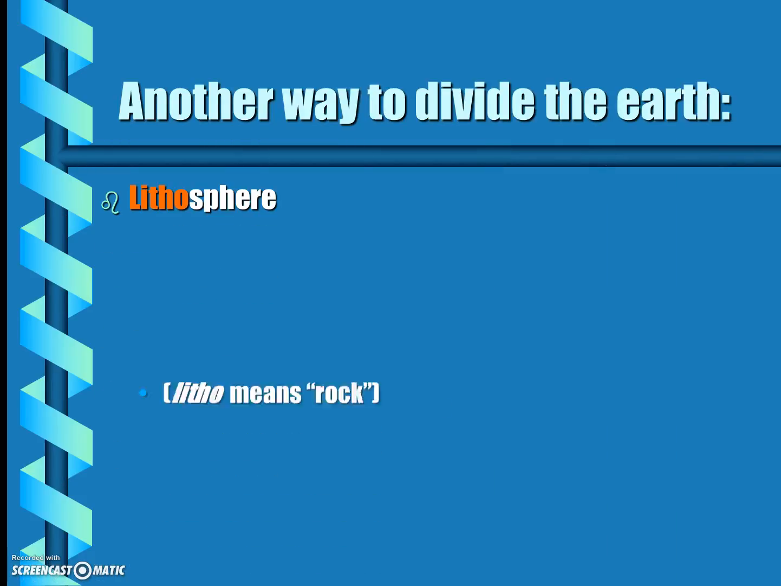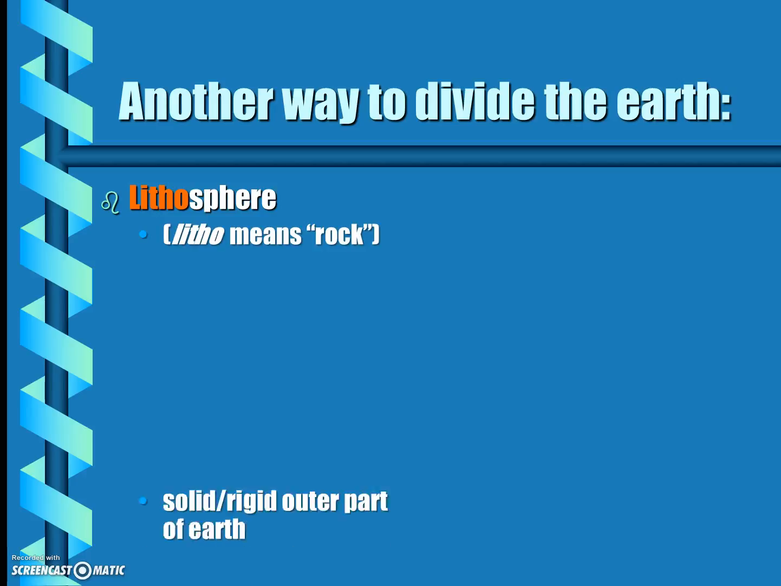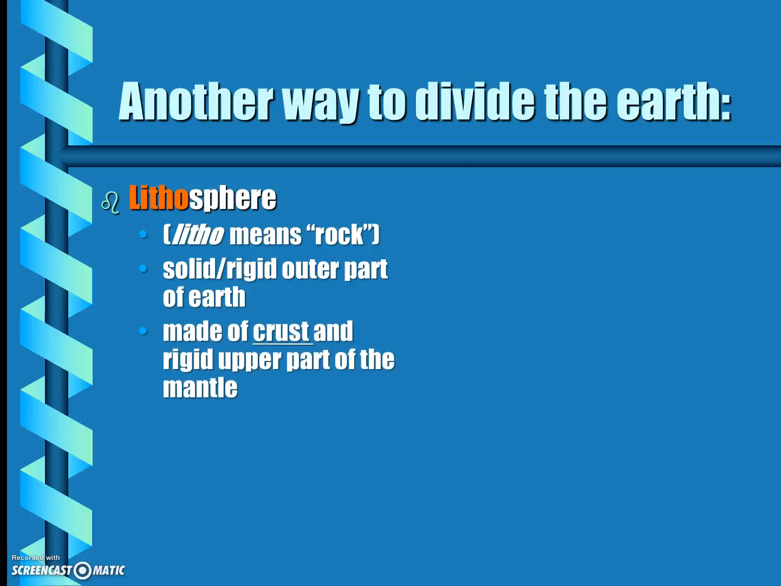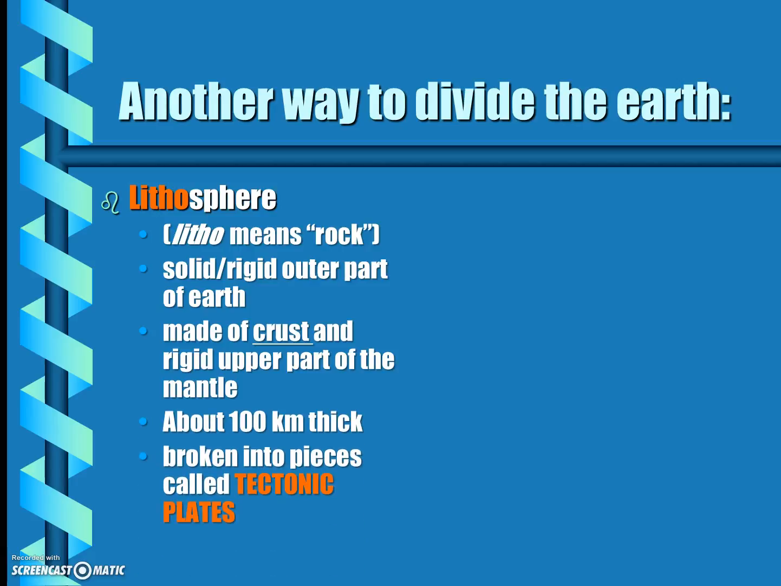So this is kind of another way to divide the Earth. The lithosphere, litho means rock. This is a solid, rigid outer part of the Earth. It's made of the crust and the upper part of the mantle. It's about 100 kilometers thick, and it's broken into pieces called tectonic plates. So if anybody tells you the tectonic plates are on the crust, no, they're actually on the lithosphere, which is part of the crust and part of the mantle. So they're not correct when they say that.